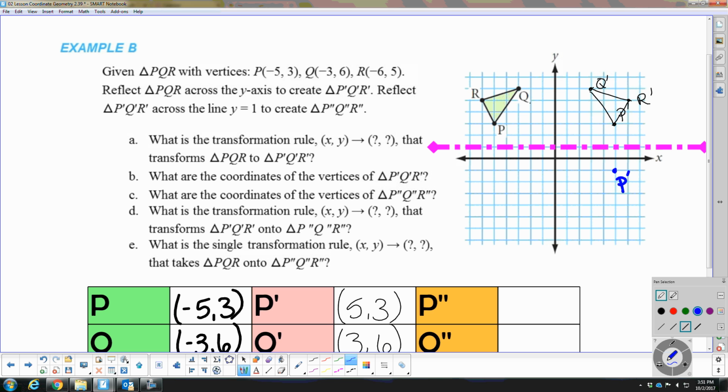R is 4 units away. And we want it to remain 4 units away. And Q is 5 units away. So it should remain 5 units away.